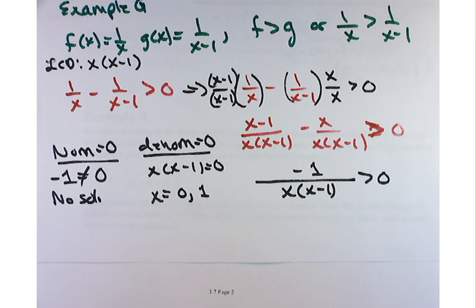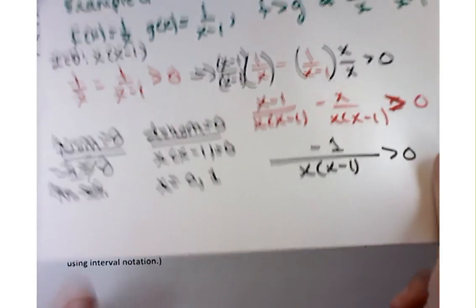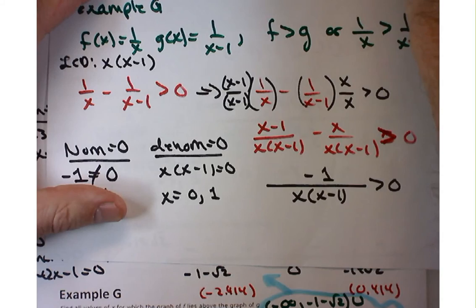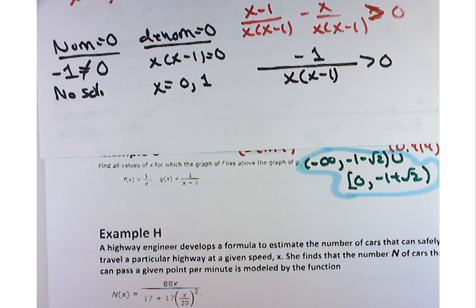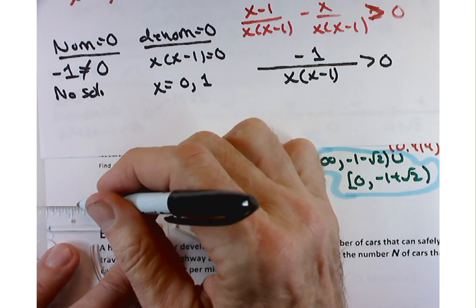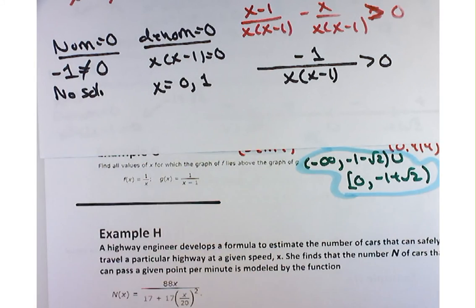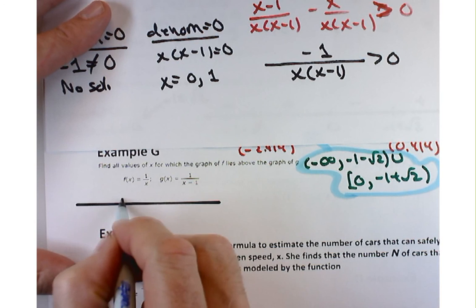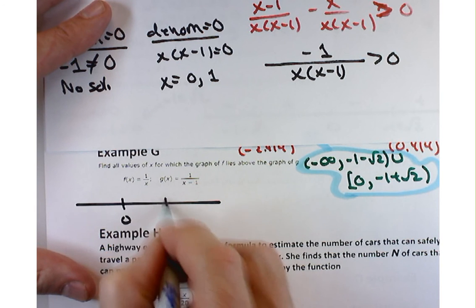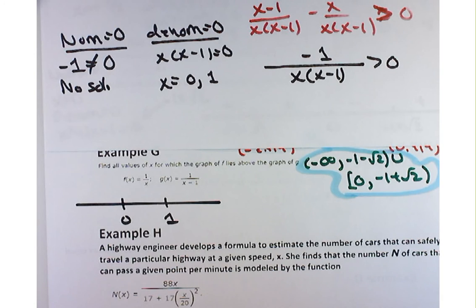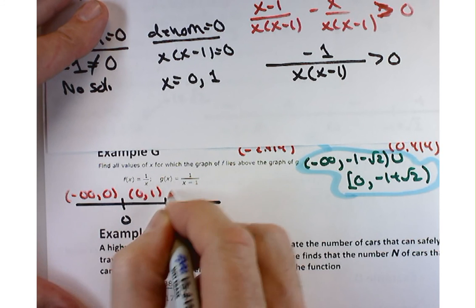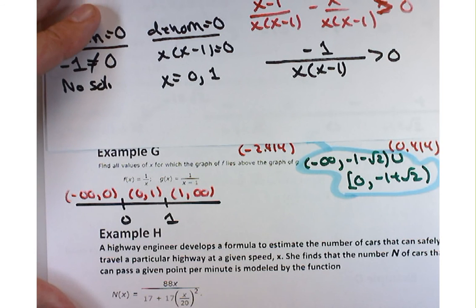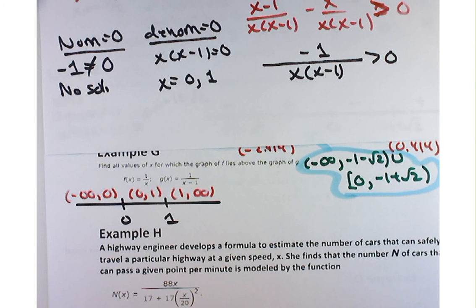Okay, great. Let's take those back to the other side here. So let's write ourselves a little number line. And let's put our points on here. 0 and 1. And I'm going to go back to my typical habits. Negative infinity to 0, 0 to 1, 1 to infinity. Jason, I need some test points, please. -1.